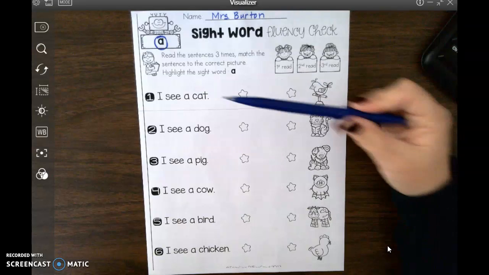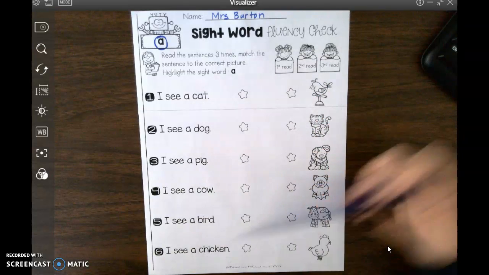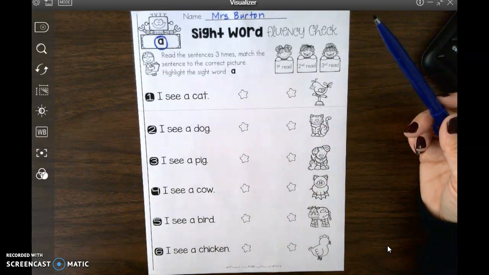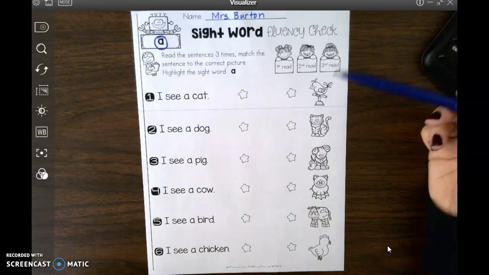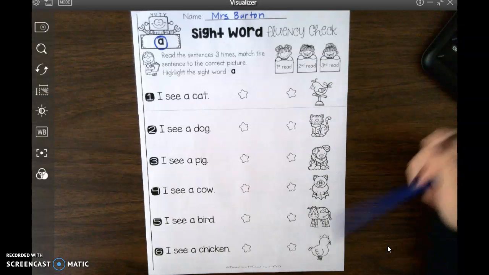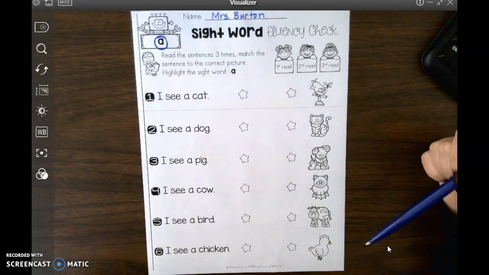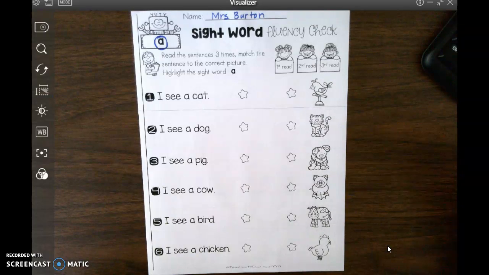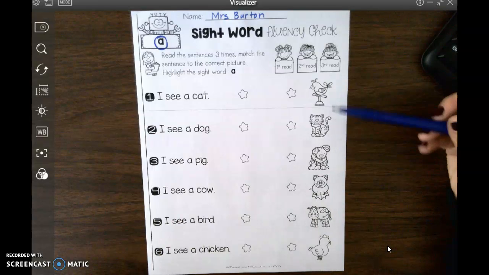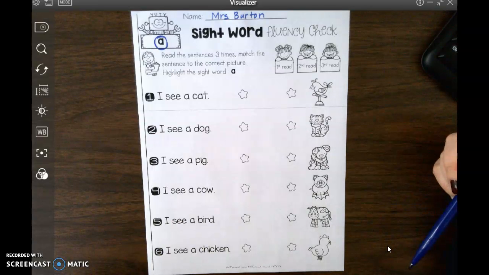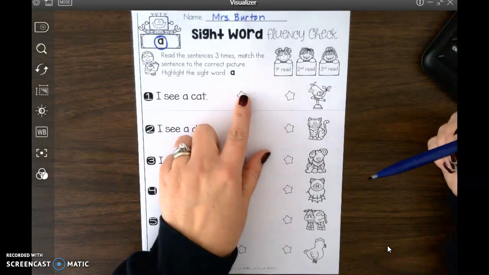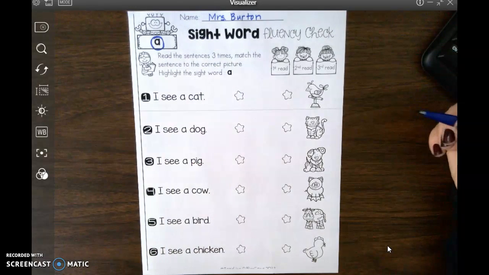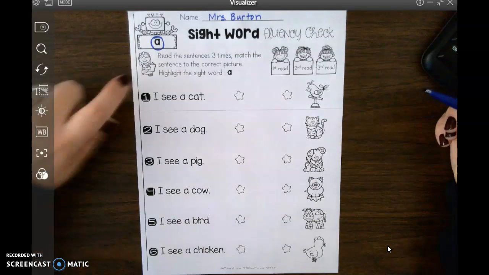We have 6 sentences here. We're going to read these sentences together. Then we're going to find the word A in each sentence, and then we're going to find the picture that matches the sentence. So all of these sentences say I see A, and then there's an animal word. So we're going to be looking at those words and seeing if we can figure out which animal goes with each sentence. And we're going to draw a line from the star beside the sentence to the star beside the animal that matches. So let's do number 1 first.